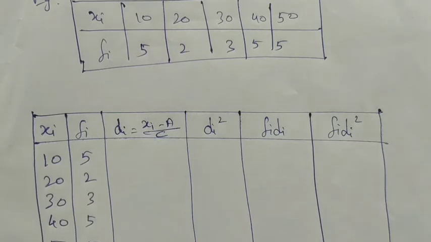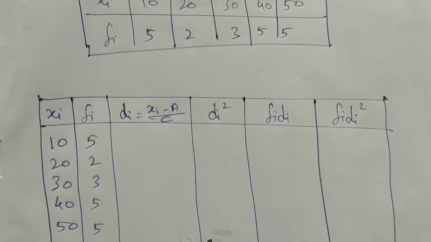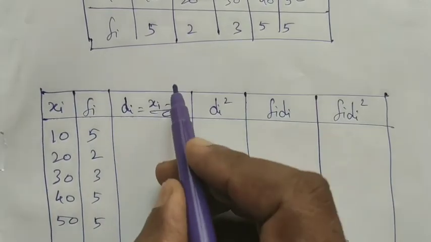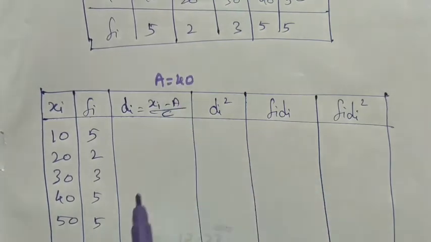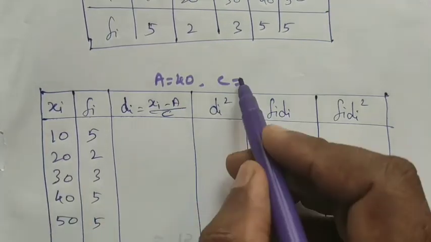Let's see an example for that sum. We have taken the same values. Here di is equal to xi minus a divided by c, where a I take as 40, and c is the common divisor.